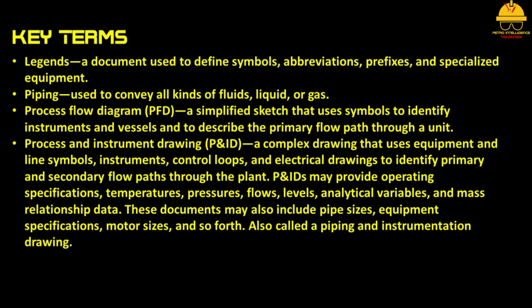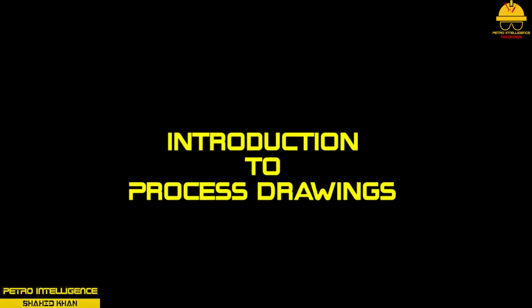P&IDs may provide operating specifications, temperatures, pressures, flows, levels, analytical variables, and mass relationship data. These documents may also include pipe sizes, equipment specifications, motor sizes, and so forth. Also called a piping and instrumentation drawing.